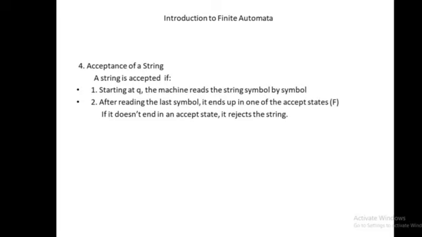So, acceptance of string. We say a string is accepted by finite automata if it starts at the initial state and the machine reads the string symbol by symbol. After reading the final symbol, if it ends up at the final state, then the string is accepted. If it didn't, then the string is rejected.